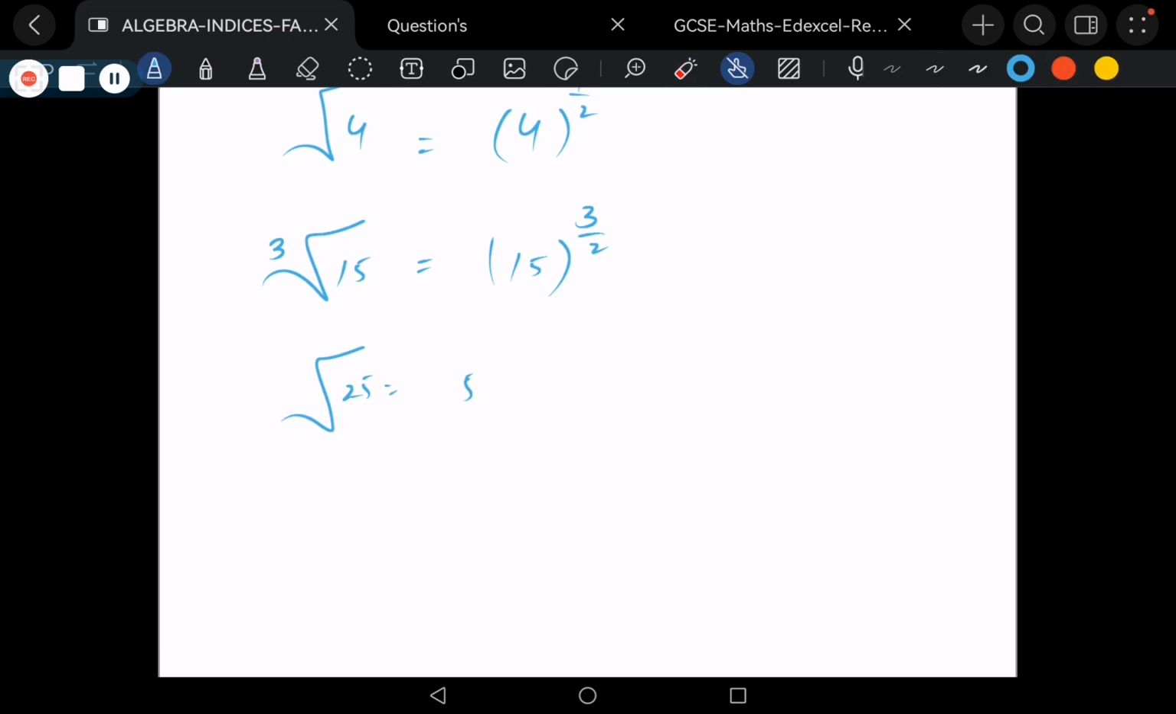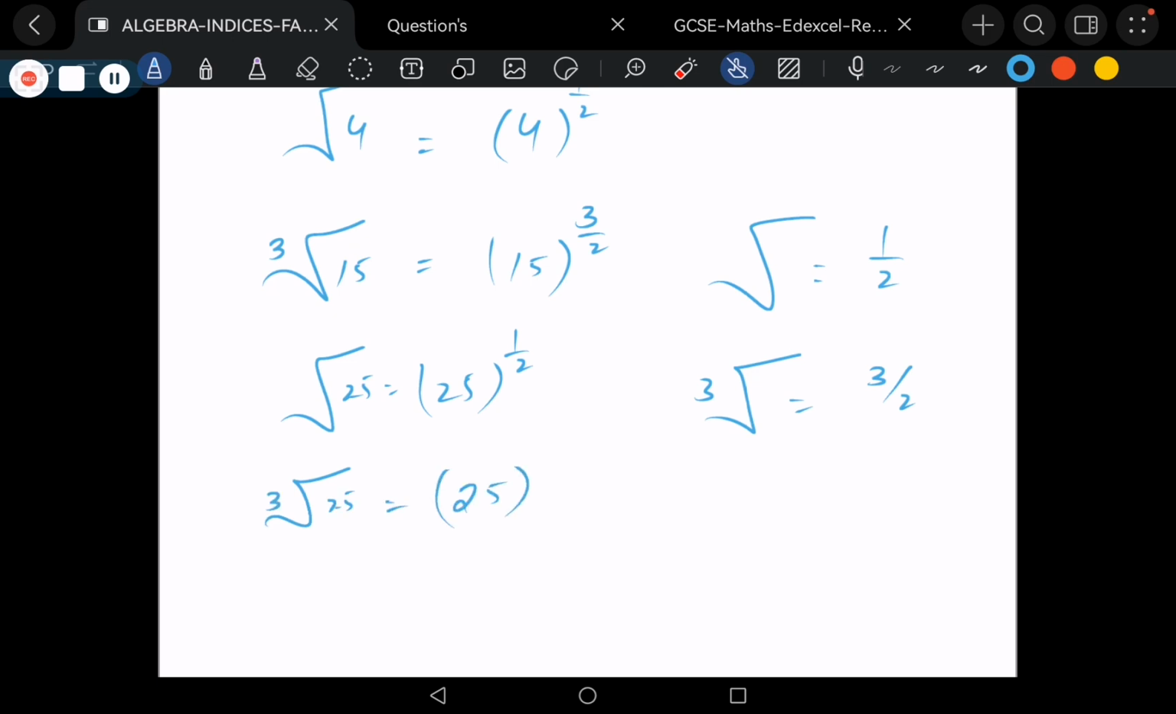So it would be 25 whole power 1 over 2, because that symbol means power 1 over 2. And that symbol means power 3 over 2. Same number I am choosing again, root of 25, but here is 3, it means that cube root. So it's going to be 25 whole power 3 over 2. So this is the concept of root and cube root.